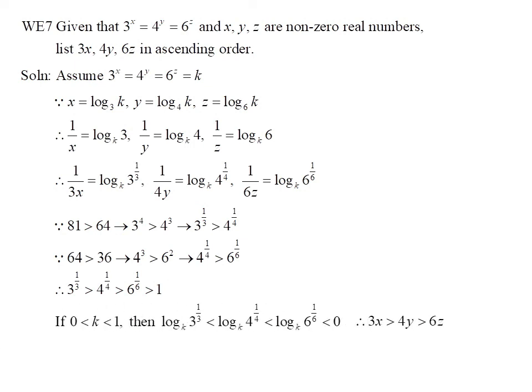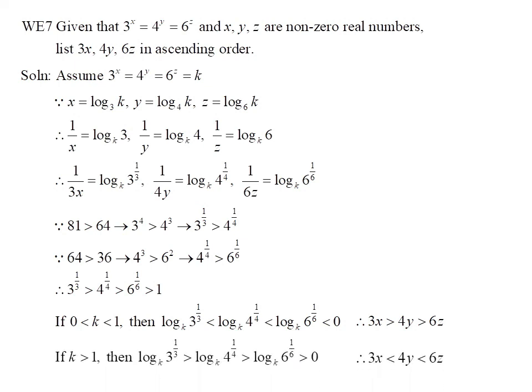Now, we need to discuss the value range of k. If k is between 0 and 1, we have logarithm base k of 3 to the 1/3 is less than logarithm base k of 4 to the 1/4, which is less than logarithm base k of 6 to the 1/6, which is less than 0. Hence, 3x is greater than 4y, which is greater than 6z in this case.